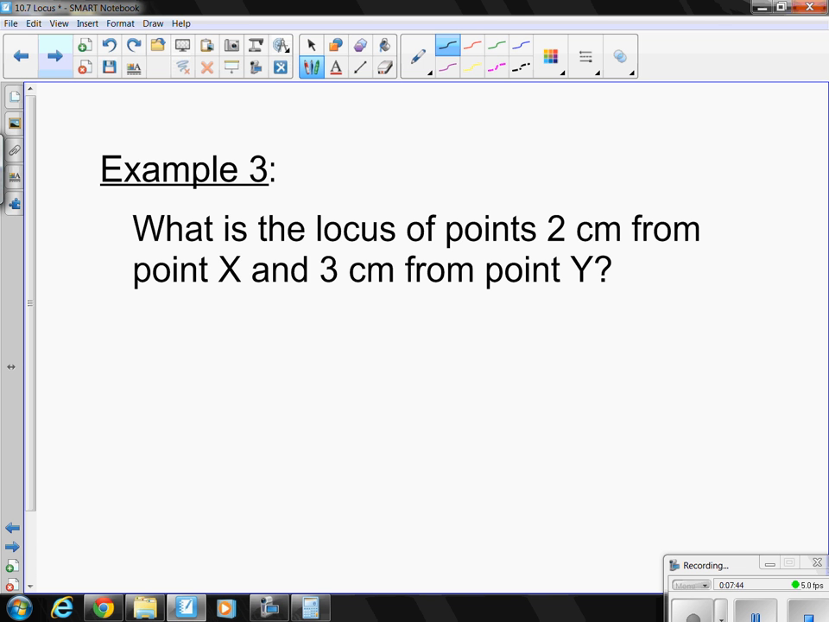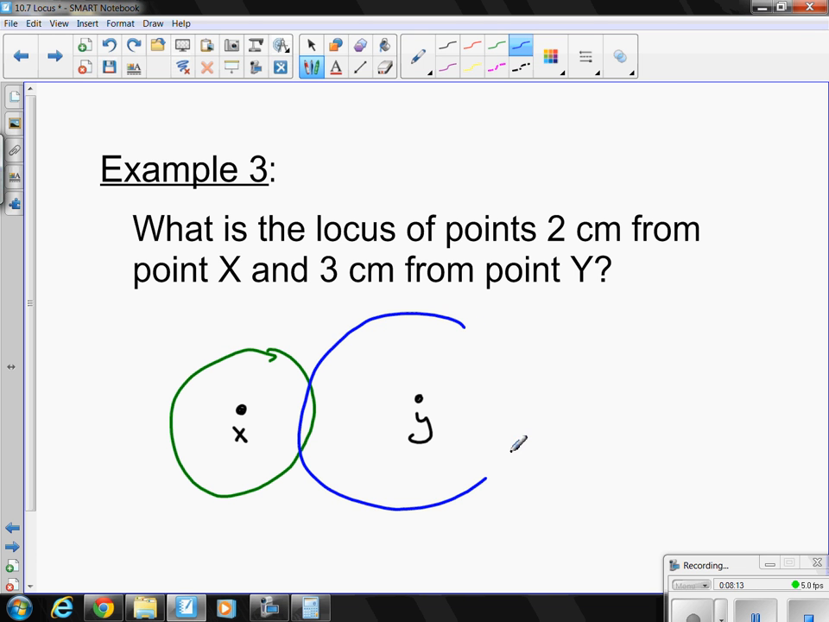So the next example, what is the locus of points 2 centimeters from X and 3 centimeters from point Y? So point X, point Y, that's the first step. Draw the givens. Locus of points 2 centimeters away from X. Okay, so this is 2 centimeters. And this is 3 centimeters.